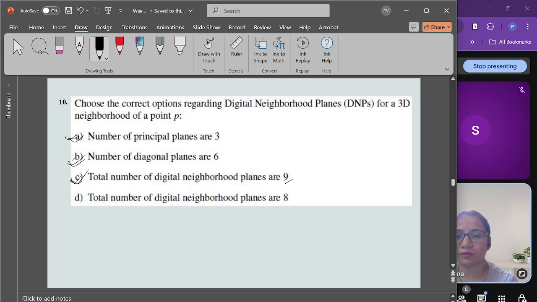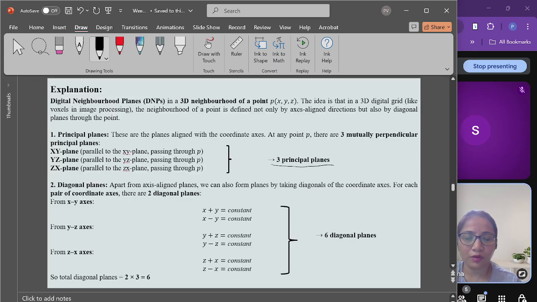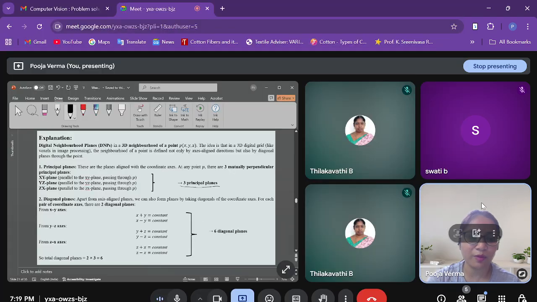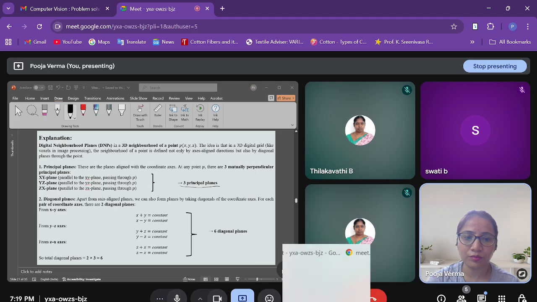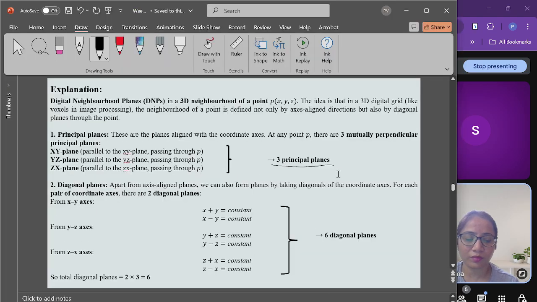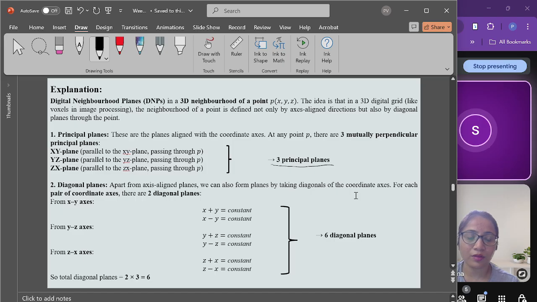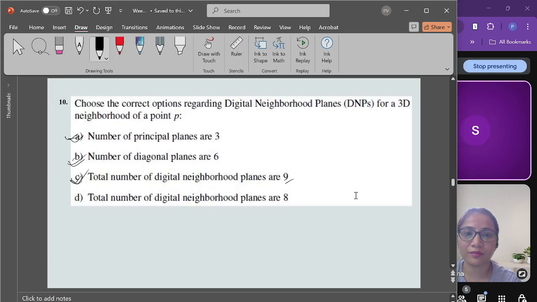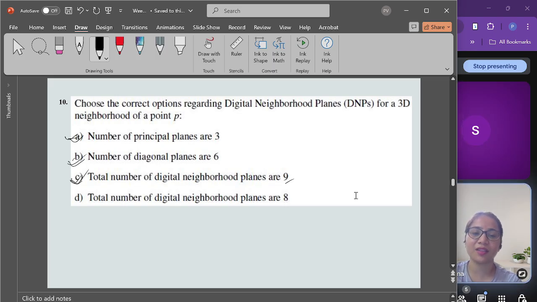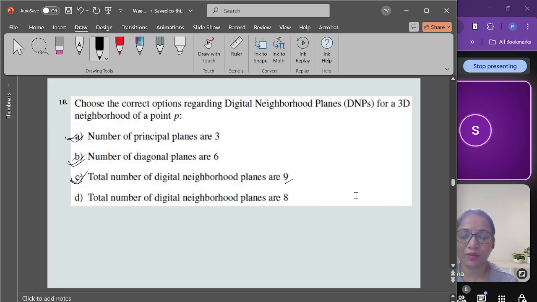Okay. I hope all of you have understood. Can we move to the next question? Yes, if you go back to the previous slide, I just want to check that. Choose the correct options regarding digital neighborhood planes. Okay, got it.